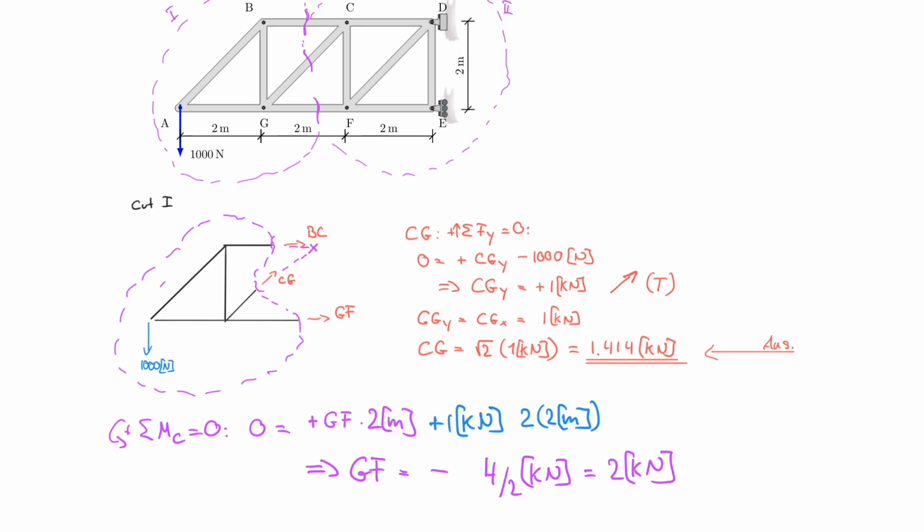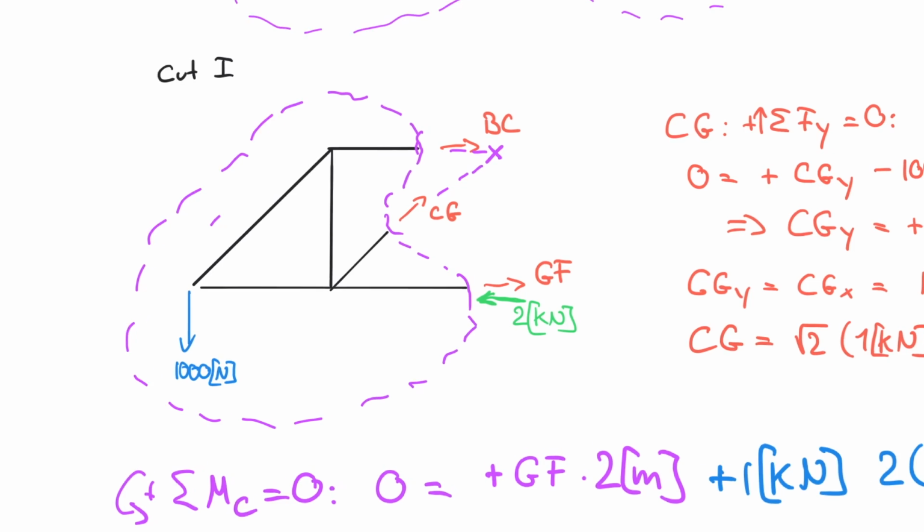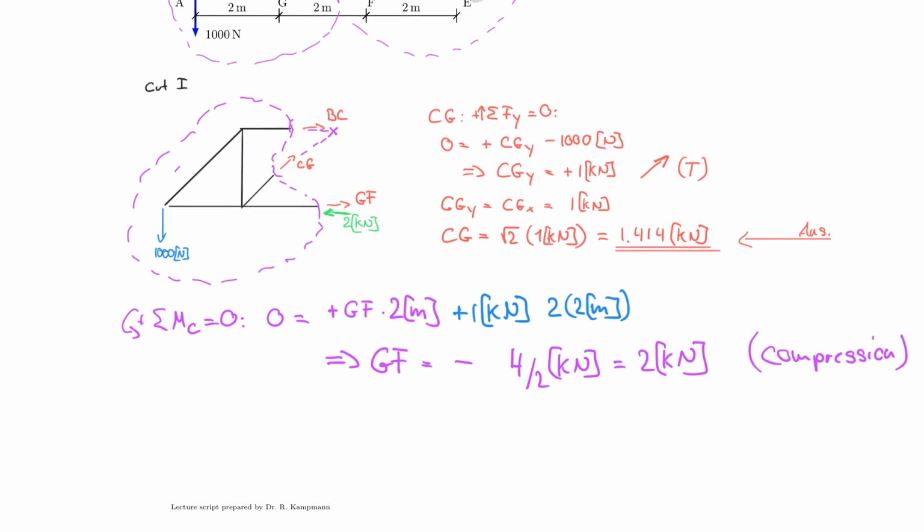And the negative tells me that it's actually in compression, since I assumed tension originally. So GF technically, if I go back in here, let me take a faint green pen and say that GF is actually going in with 2 kilonewton here. And now I could use the sum of the forces in the x direction, to put this in equilibrium with this and this. Let's actually give that a try. So again, it's an educational problem.